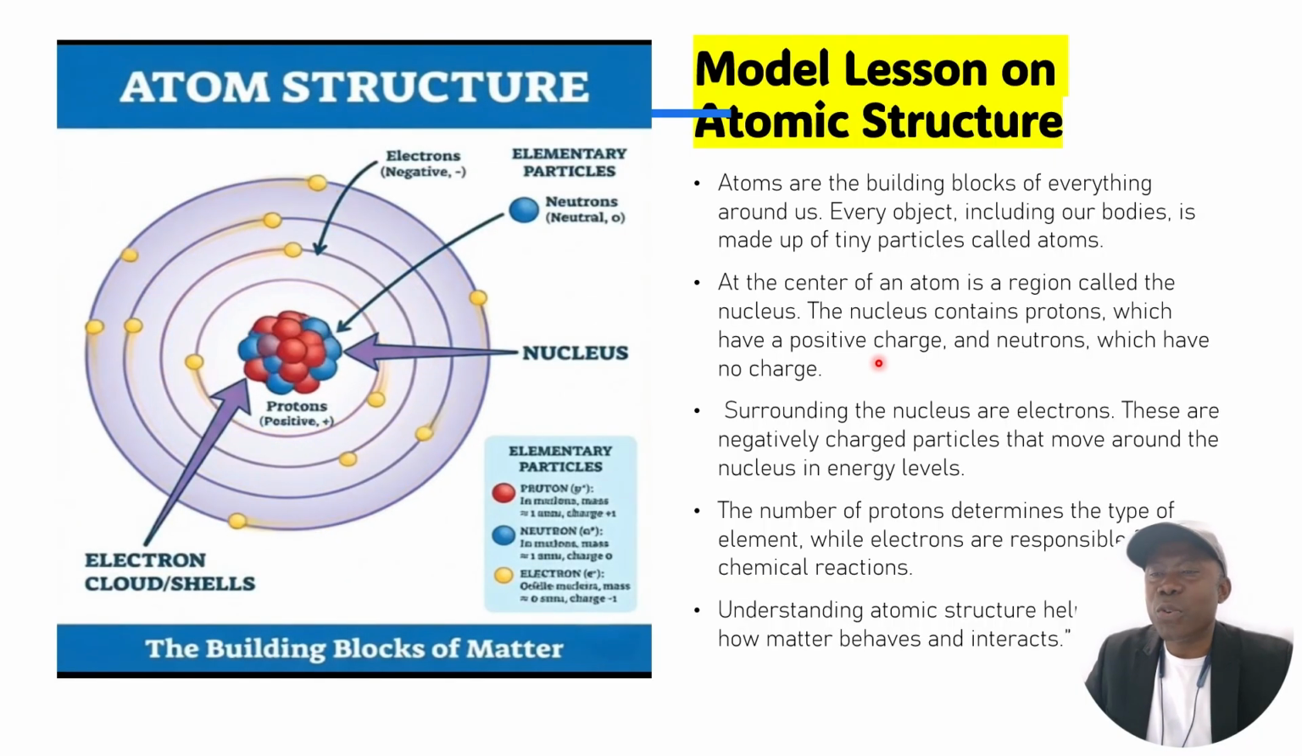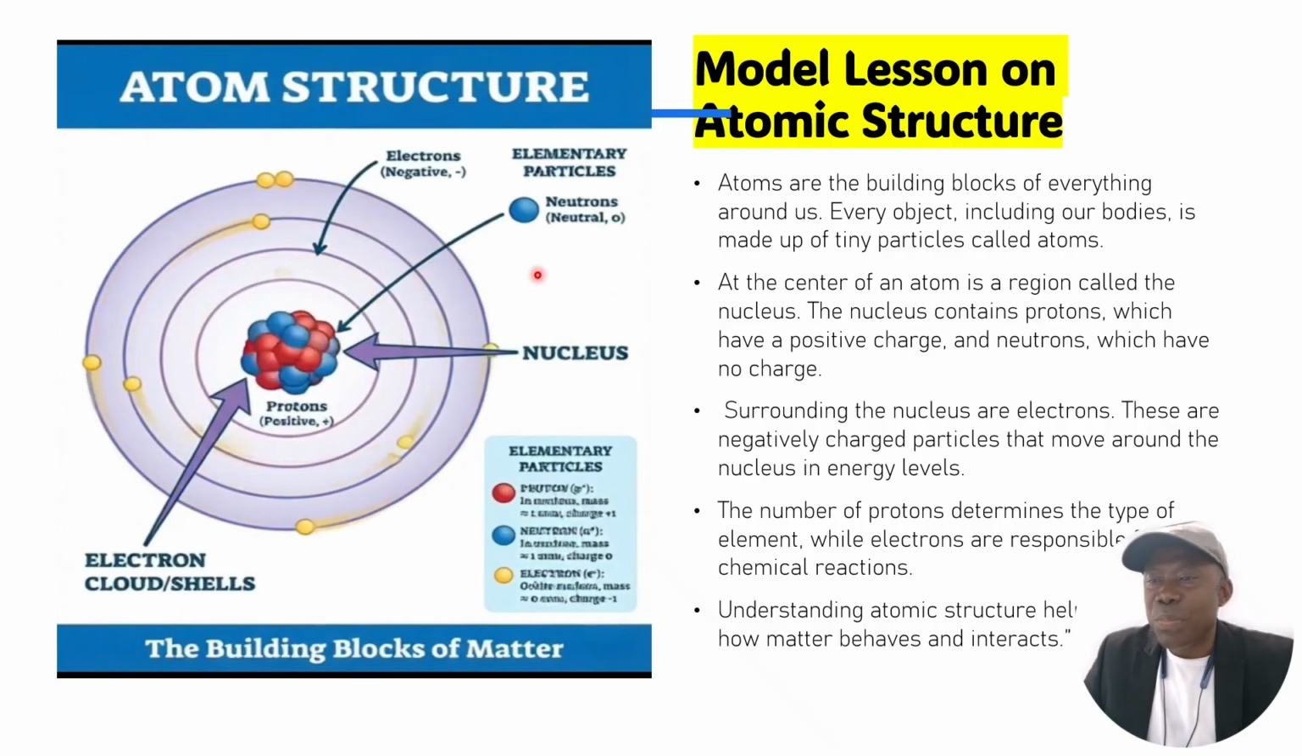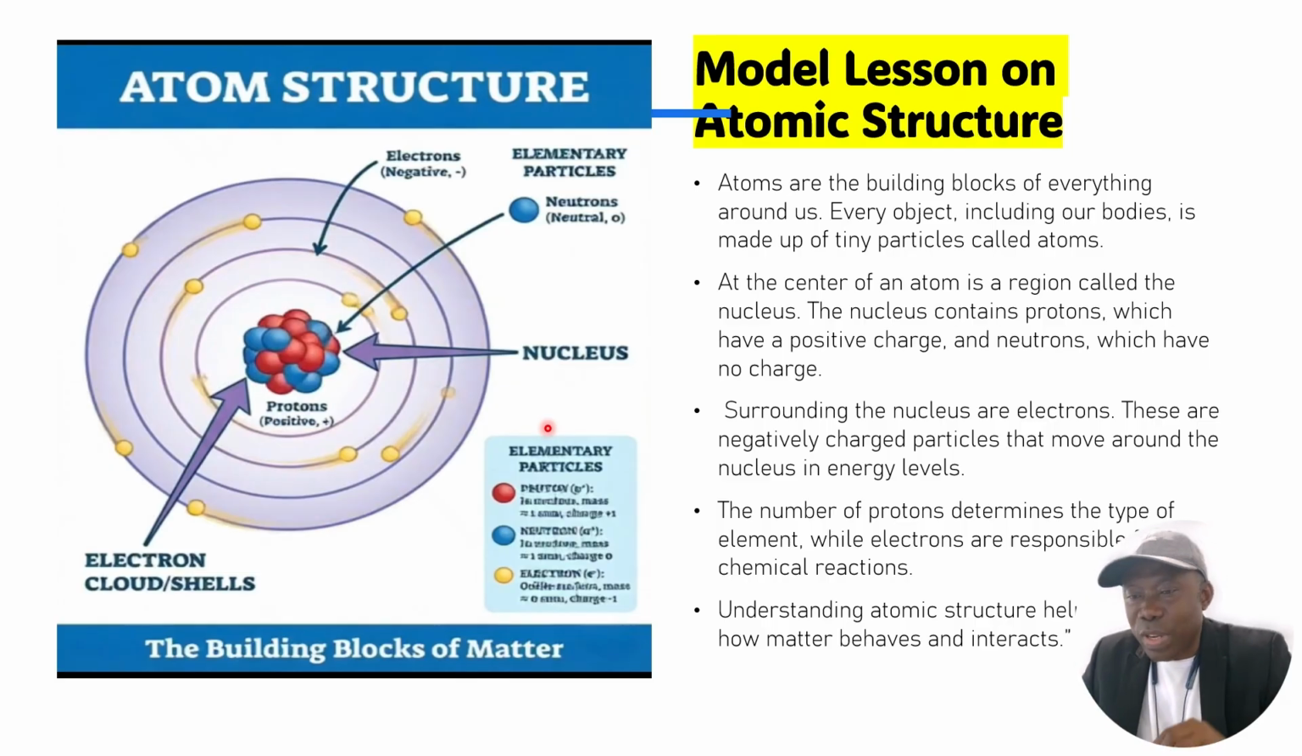Now, what's an atom in science? As you can see in the diagram, an atom is the building block of everything around us, every object. Any object is made up of tiny particles called atoms. Anything that you can take and break down into pieces, the tiny particles are atoms. When they come together, they form a unit called an object or a compound.